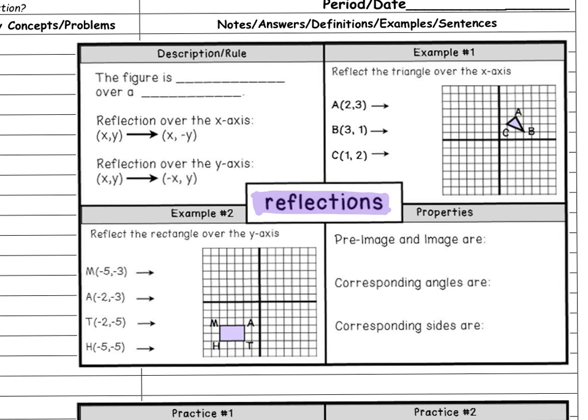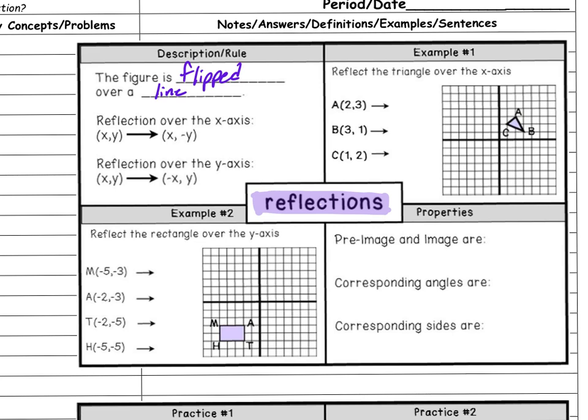So a reflection, the description or rule says the figure is flipped over a line. Now that line can be an x-axis, a y-axis, it can be a diagonal line, any type of line. So it's just flipped over that line. And it's a reflection, so it's like you're looking in a mirror. It's a mirror image of itself.